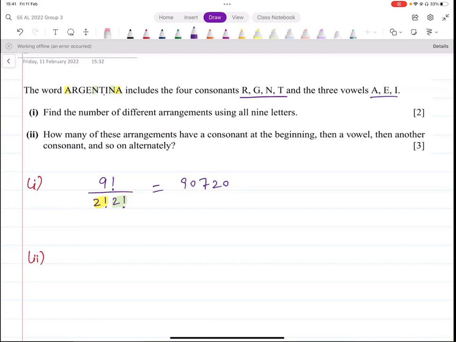Now let's think about it. How many consonants do we have in total? How many consonants are coming in here? N comes 2 times, so there are 5 consonants in total. Okay? There are 5 of them. How many vowels are there? There are 4 of them.